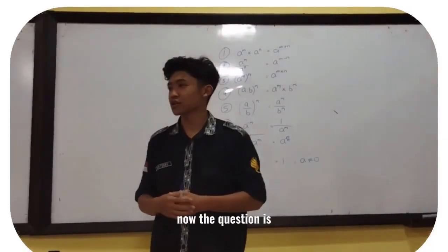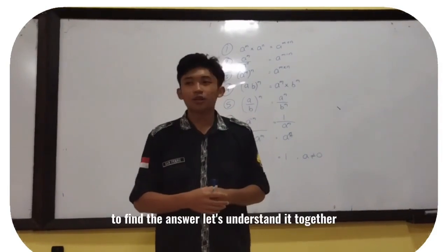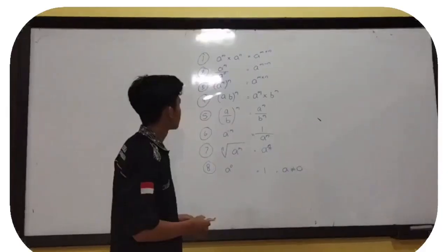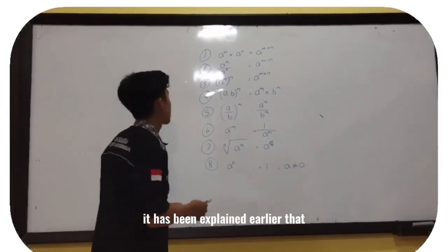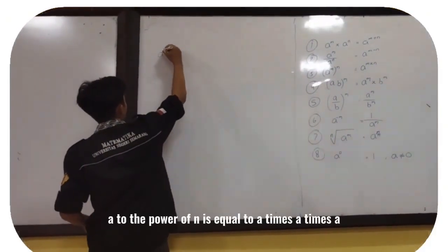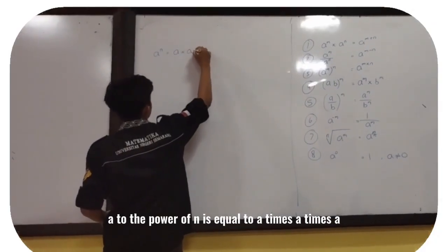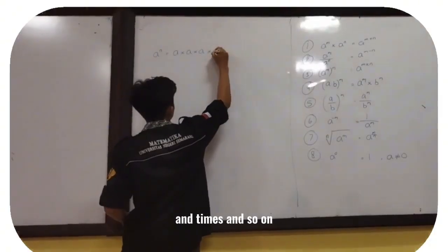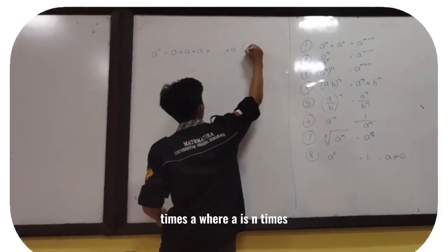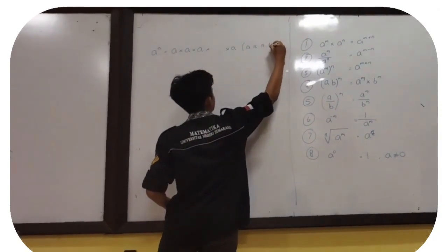Now, the question is, how can the properties of exponent be formulated? To find the answer, let's understand it together. It has been explained earlier that a to the power of n is equal to a times a times a times and so on times a, where a appears n times.